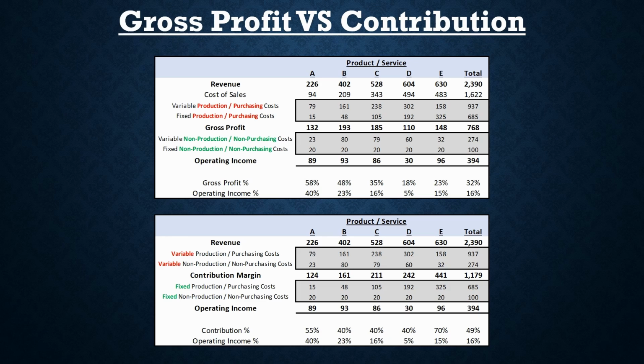We can also focus on the individual products and services and note the differences in percentages for gross profit, contribution, and operating income. This illustrates the importance of analyzing our P&L by product or service.